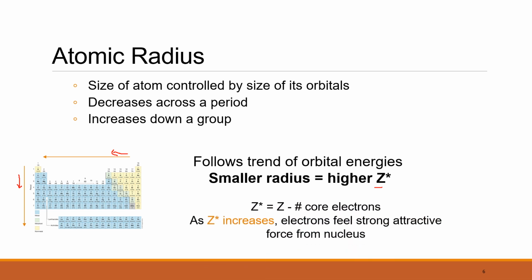So in summary, as the effective nuclear charge increases, electrons feel a strong attractive force from the nucleus. And when they feel that strong attractive force, they're going to be held tighter and thus have a smaller radius.